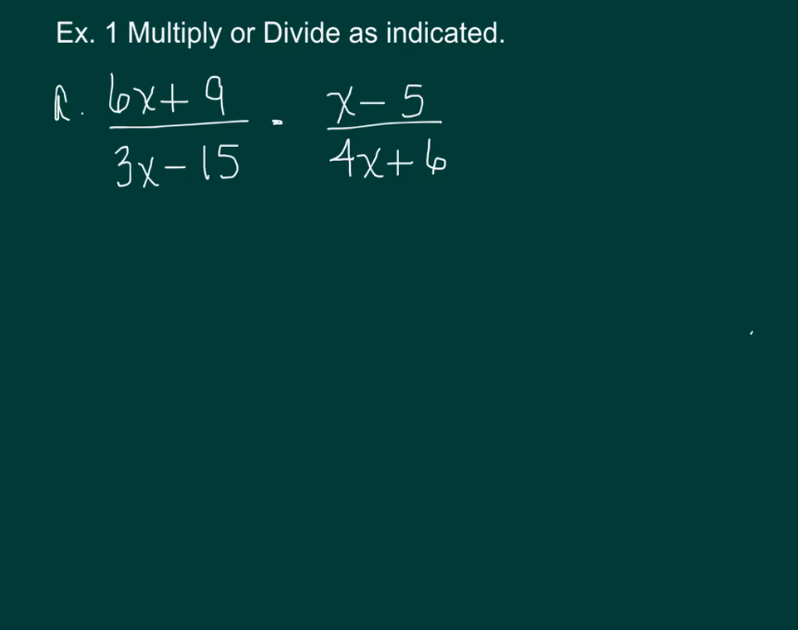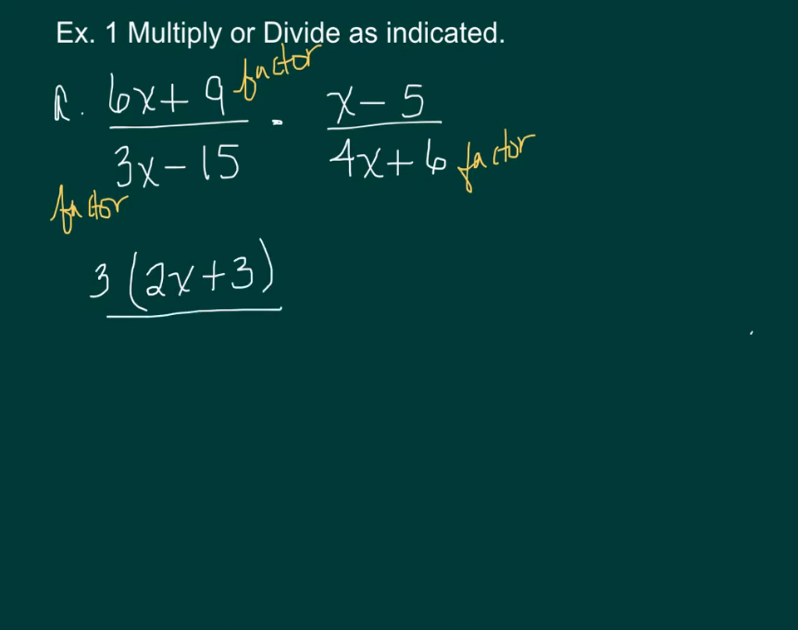The first thing you want to do is factor the numerators or denominators, wherever you can. Do not multiply straight across because you're going to have a headache. So I'm going to put a note to factor, factor, and factor. So factoring my numerator, I'm going to do GCF and take out a 3. Factoring my denominator, I'm going to do GCF and take out a 3.